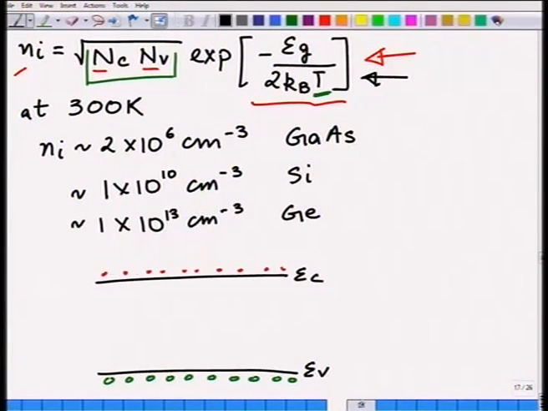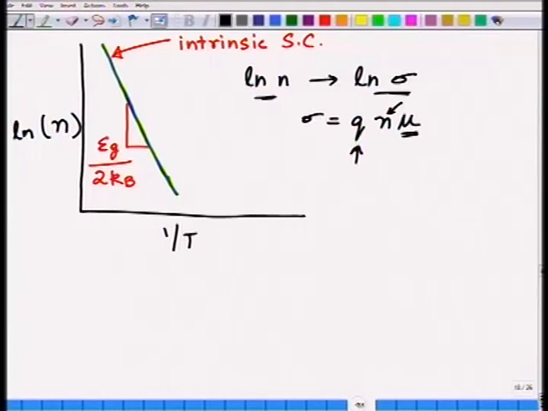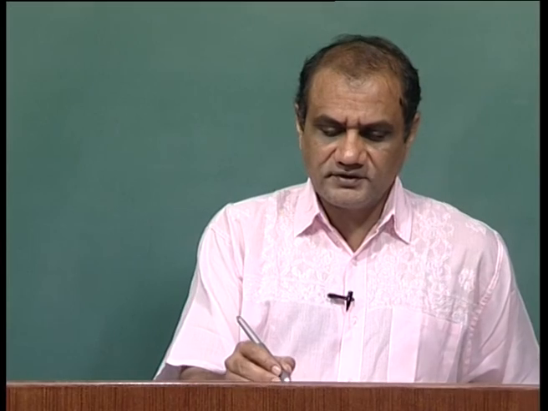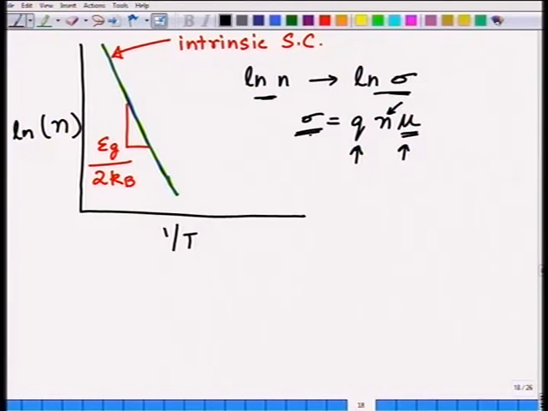Then mu also has a certain temperature dependence. It turns out that as temperature increases, mu decreases, which I will talk about eventually, while as temperature increases, Nc and Nv increase. In fact, the sensitivity of conductivity as a function of 1 by T becomes even less, and the straight line becomes even straighter.